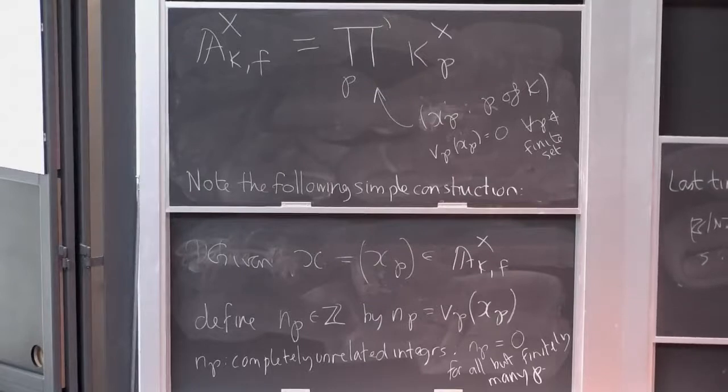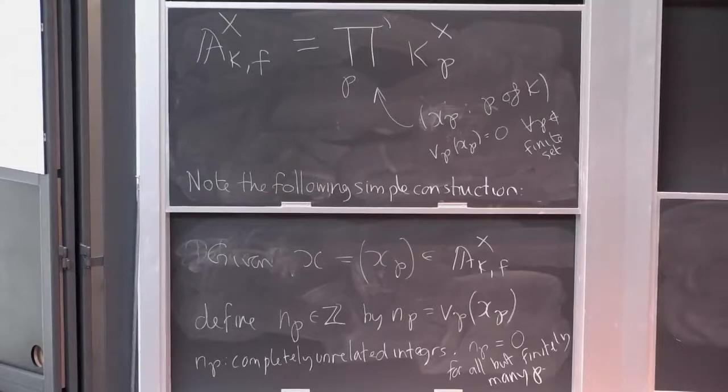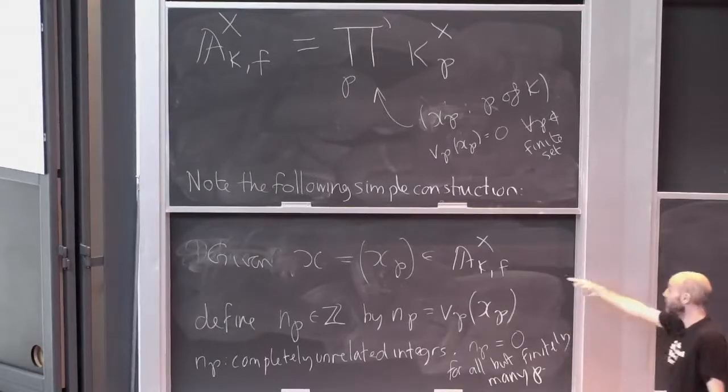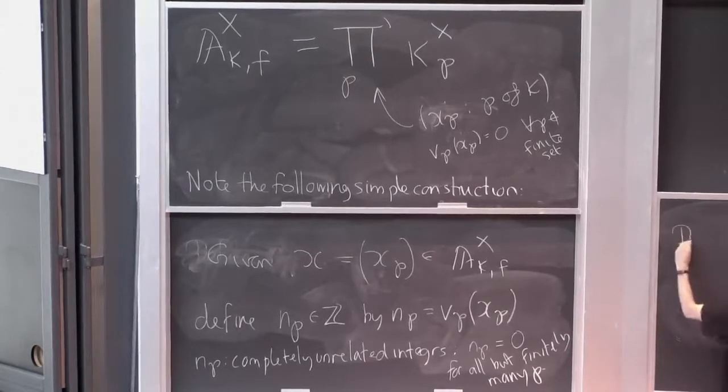So I've got an integer for each prime ideal of K. This is something that I really should explicitly spell out. I've got an integer for each prime ideal of K, and all but finitely many of those integers are 0, so I can just build an ideal. Let me define an ideal. Well, I suppose, strictly speaking, it's a fractional ideal.